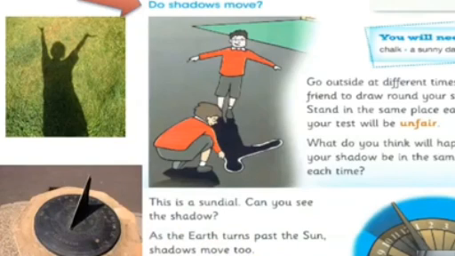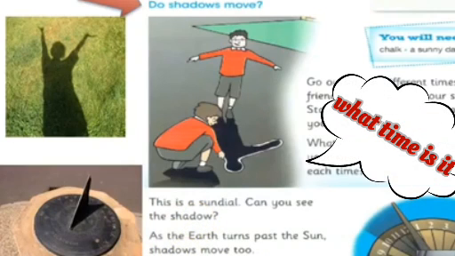I know in math, you might have learned about time, and maybe you learned about the sundial. On a sundial, the shadow tells the time. Look at the picture. Can you tell what time it is? Do you know what time it is? It is 1 o'clock.